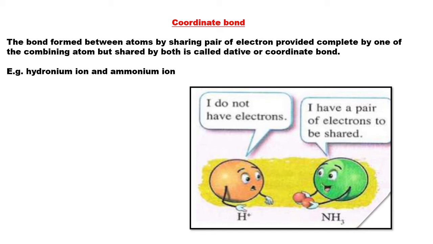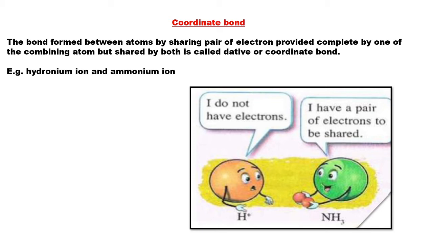Now, what is a coordinate covalent bond? It is a type of chemical bond which involves one of the combining atoms contributing both of its shared electrons. That is, a bond is formed by a shared pair of electrons with both electrons coming from the same atom.